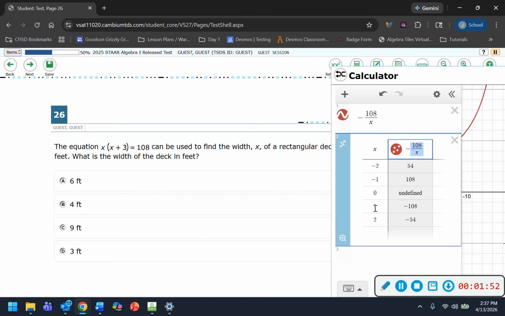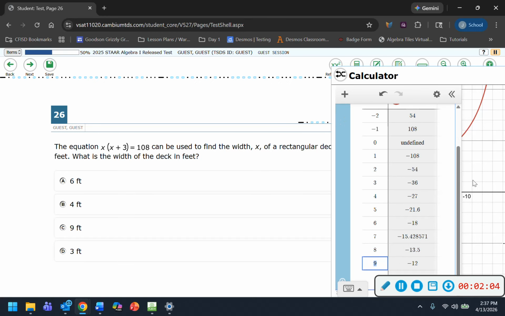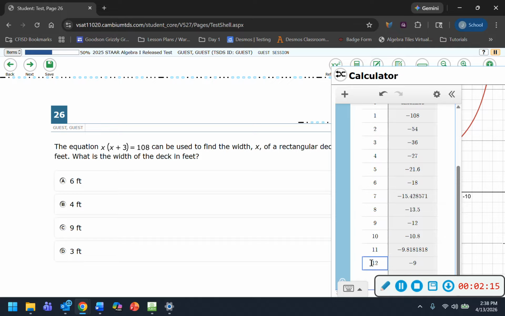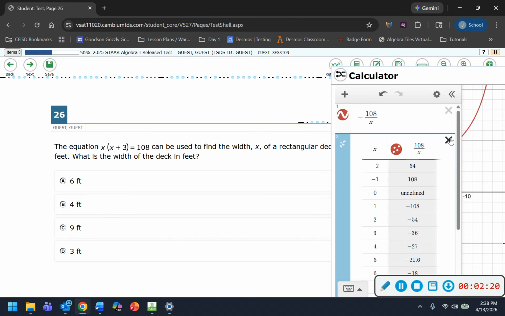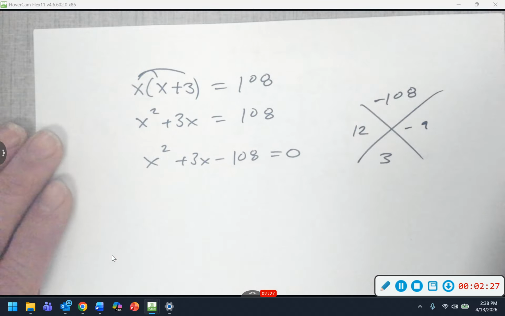Now I'm just checking. Will they add to 3? Nope. First one doesn't. Second one doesn't. Third one adds to negative 33. Fourth one adds to negative 23. So I'm going to keep going until I get two numbers that add to 3. This one's looking really close, but it's adding to negative 3. So I'm going to go a few down and just take the inverses of both of them. And these are the two numbers that add to negative 3, but also multiply to negative 108. Now that I have those two numbers, I know that 12 and negative 9 are what I'm going to use.